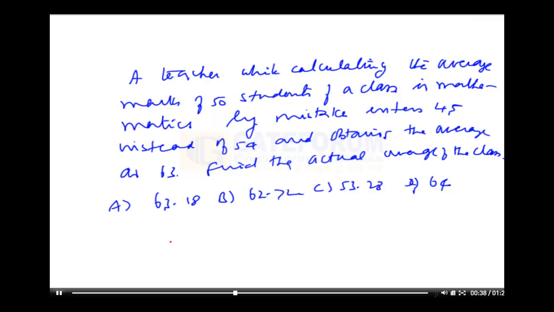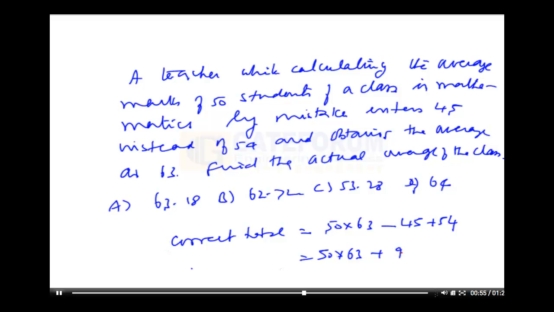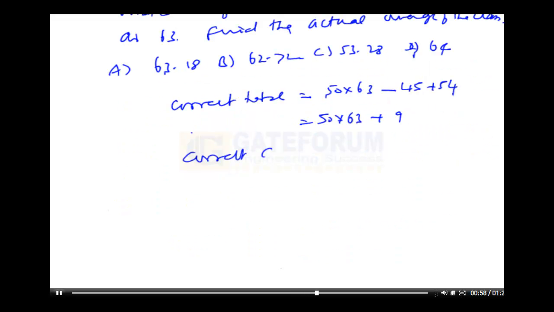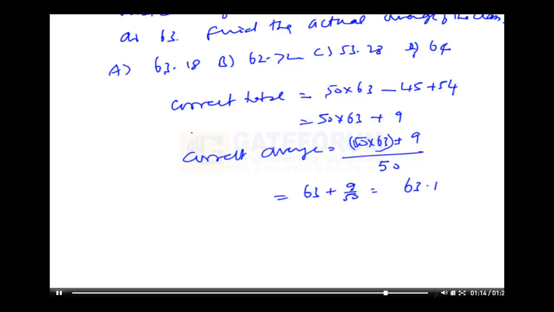Let us do that. Correct total 50 into 63 minus 45 plus 54, which is 50 into 63 plus 9. The correct average is 63.18, right? So the A is option.